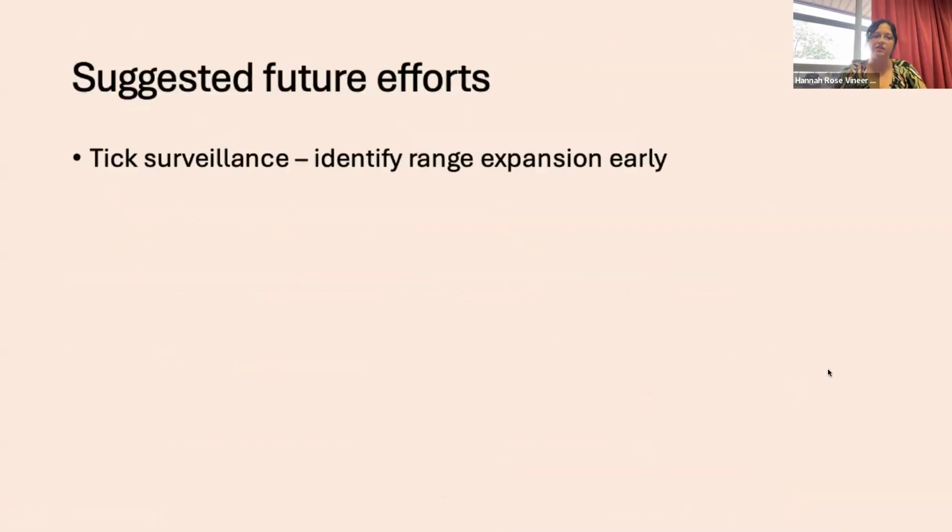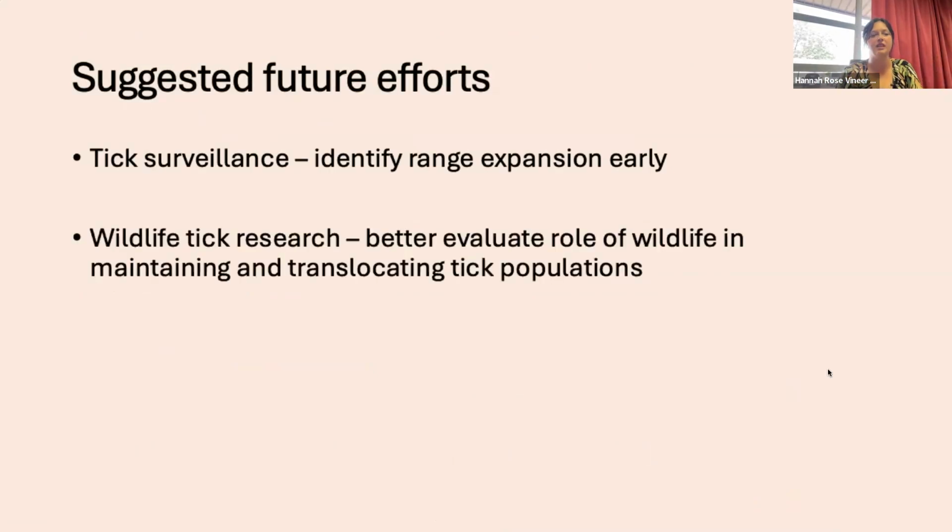So my suggestions for future research are to look at tick surveillance, so identify range expansion early. So if, for example, vets know what they might expect in their area, they can tell the authorities if something different is turning up. And some more wildlife tick research.